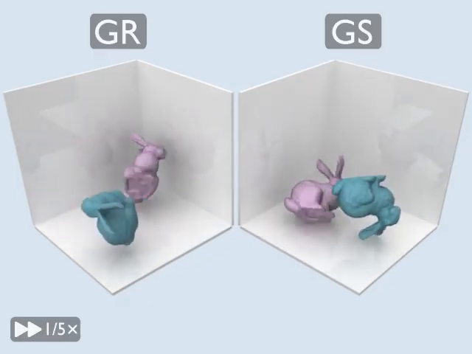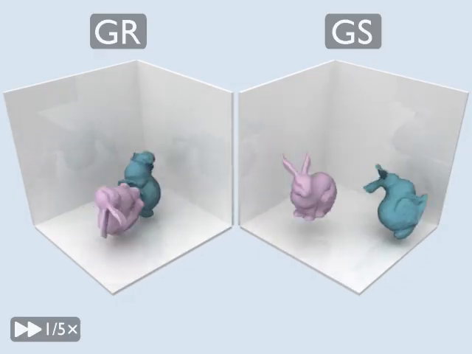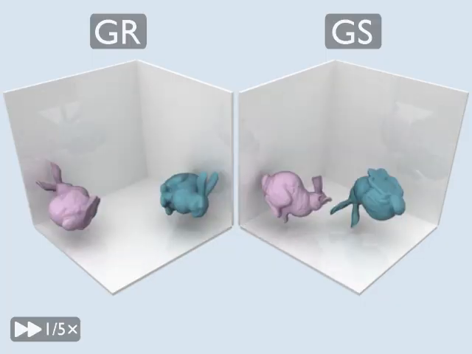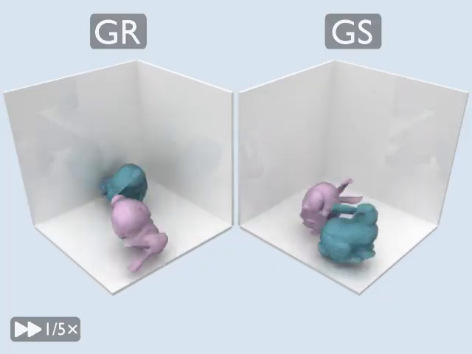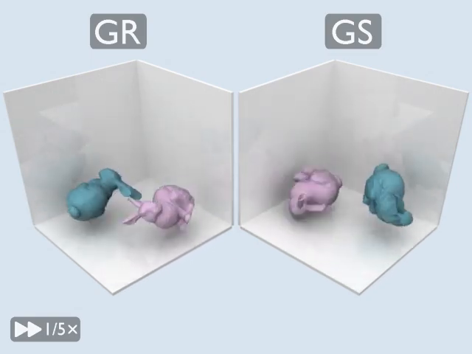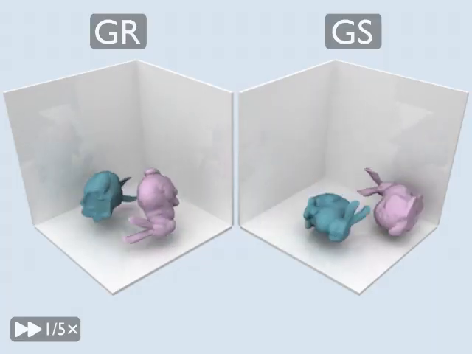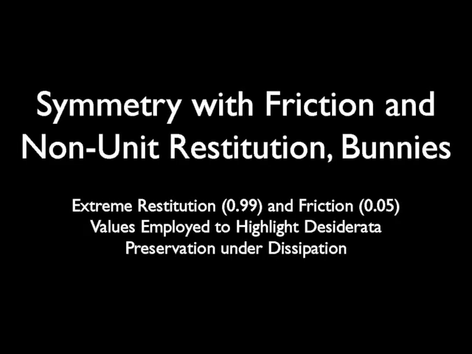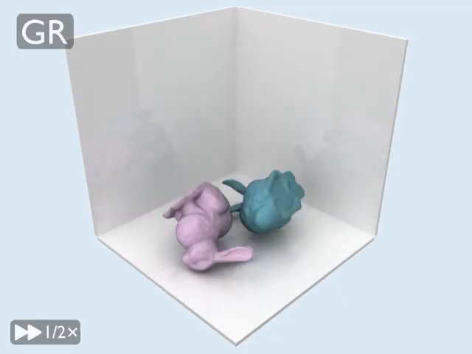In a final test of long-term symmetry preservation, we initialize 2 rigid bunnies with a 180-degree rotational symmetry. The trajectory produced by generalized reflections preserves this symmetry for the duration of the simulation. Repeating this test with friction and non-unit restitution, note the preservation of symmetry.